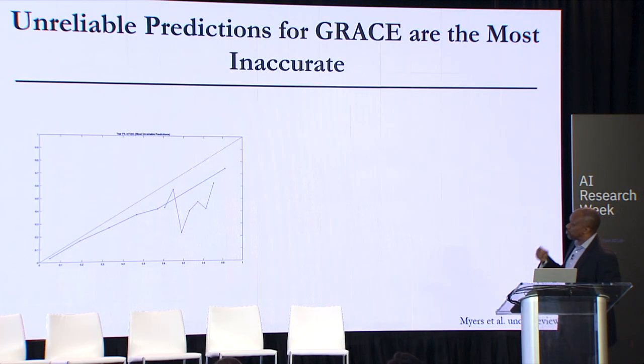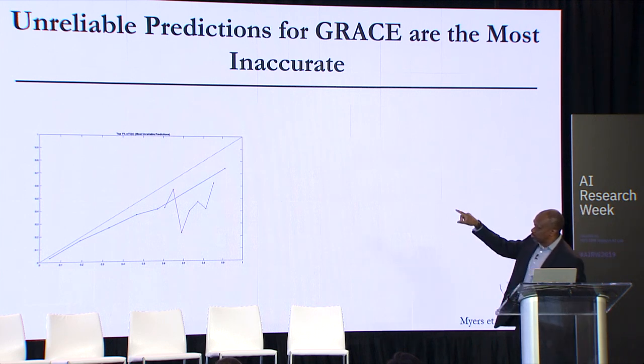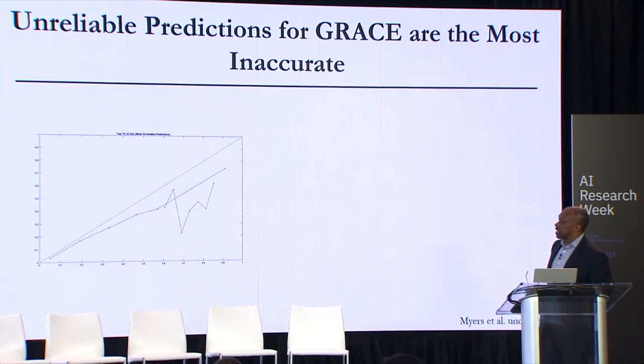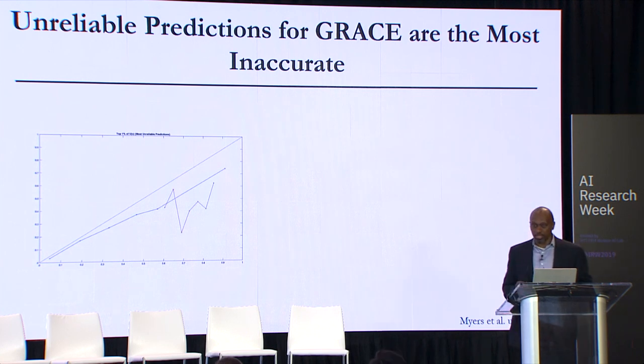In addition, unreliable predictions are the most inaccurate. If you look at calibration curves for those patients who have low unreliability scores, it's not perfect. Y equals X is perfect, but it certainly is much better calibrated than those patients that have high unreliability scores. The red is a high unreliability score. The blue is a low unreliability score.